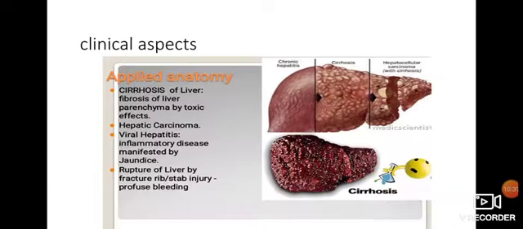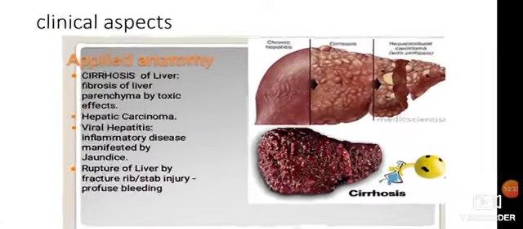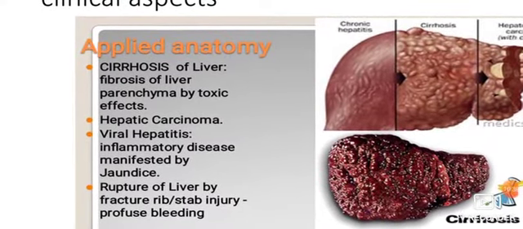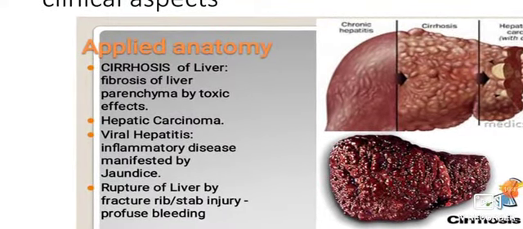Then we move to the clinical or applied aspects of the liver. The clinical conditions of the liver include cirrhosis of the liver. Here it shows the cirrhosis of the liver. The soft texture of the liver becomes fibroid.